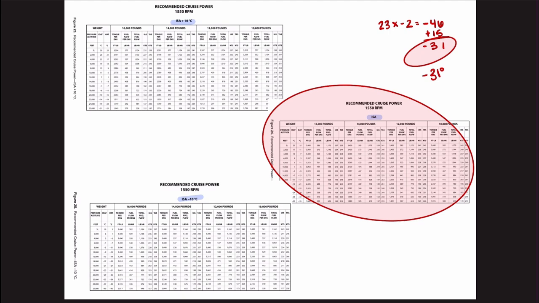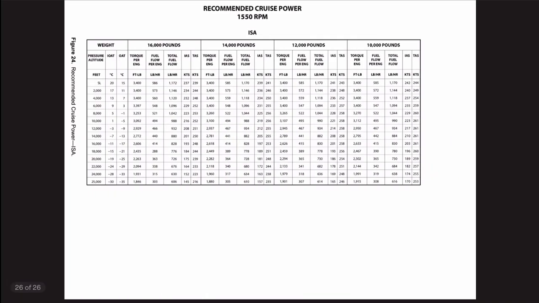Now, once you calculate this, if your temperature outside is warmer than -31, you would be ISA plus. If it's colder, you would be ISA minus. So if you want to make a note of that, you totally can. This chart would be for warmer. This chart would be for colder. And now that we've determined the chart we're going to use, we can go ahead and start looking exactly at our chart.